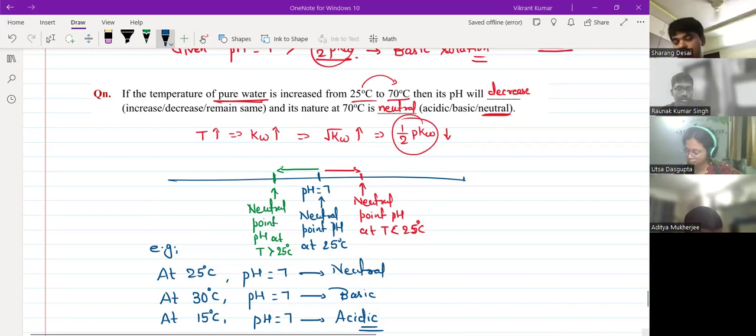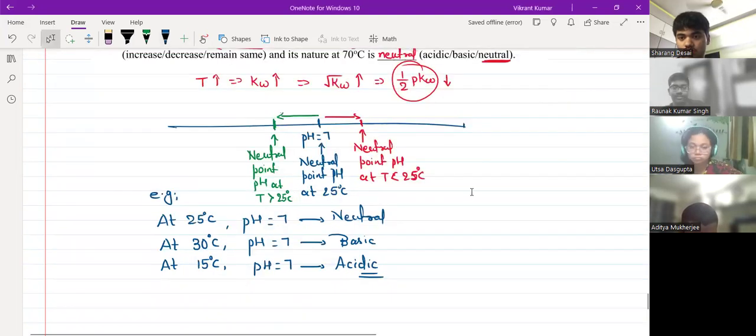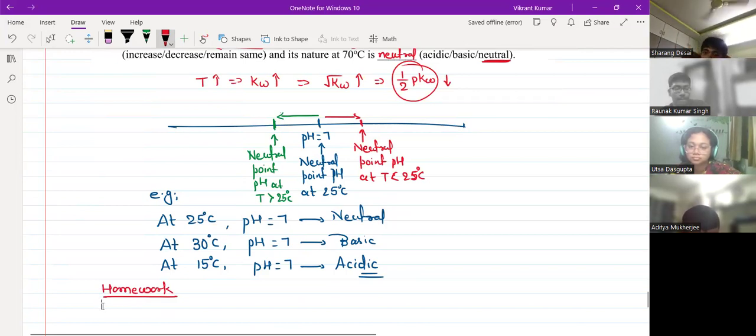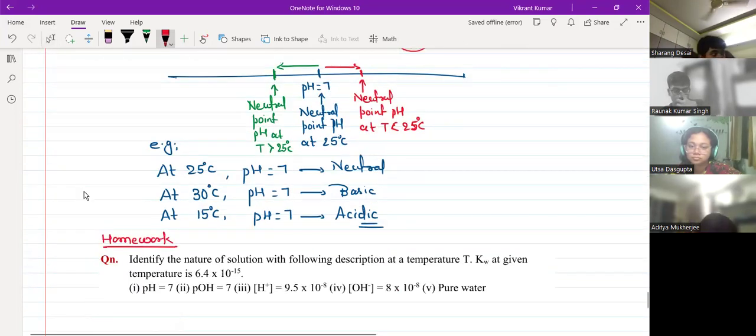Today I'll give you just one homework. You have got 5 questions in fact in that. So I'm giving you one homework, and next day you'll be getting many questions because we'll be entering into different kinds of cases that I was talking about. This one we have got 5 questions. You have to tell the nature of all of these at a given temperature where the value of KW is given. Okay. So now you'll solve this question.